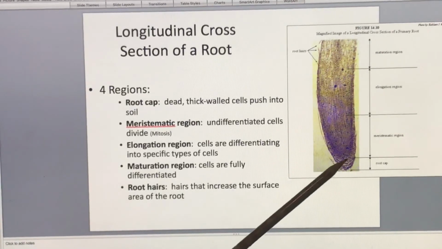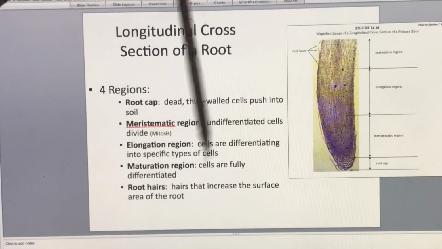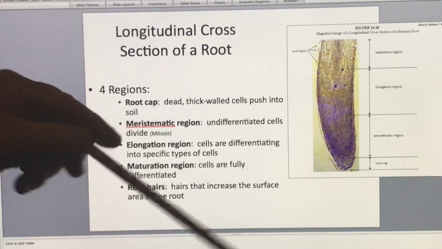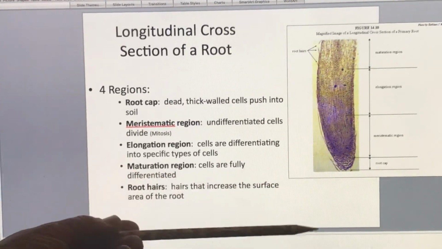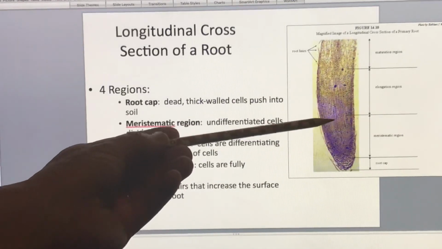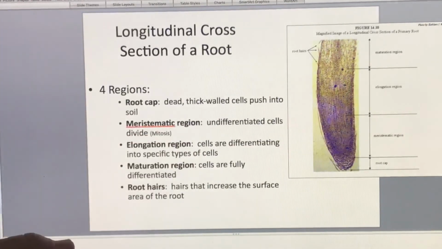The root cap is at the bottom. It's sort of dead, thick-walled cells that are pushing down into the soil. The meristematic region is undifferentiated cells that are dividing, so a lot of mitosis is going on here.